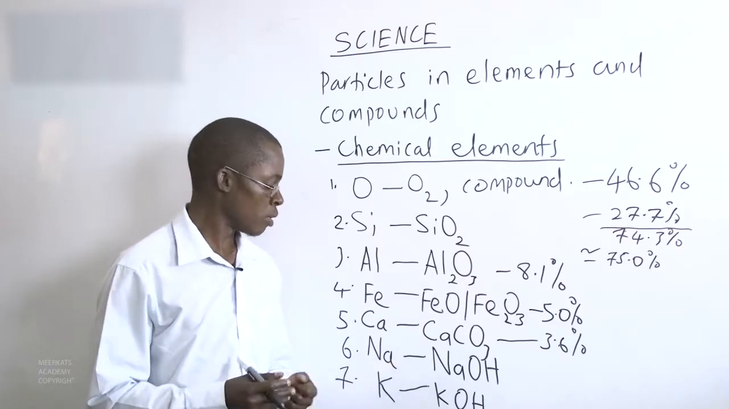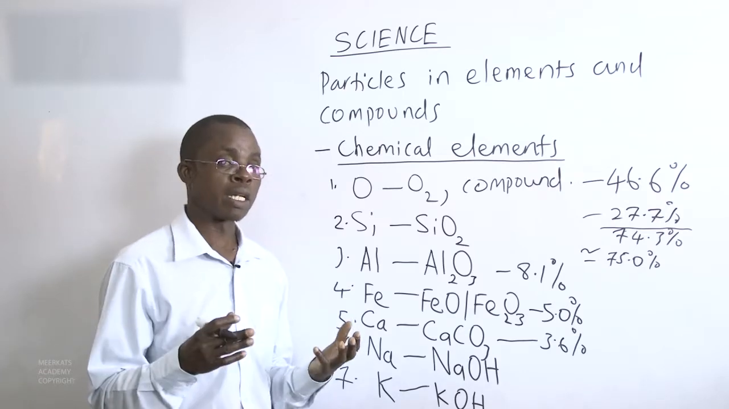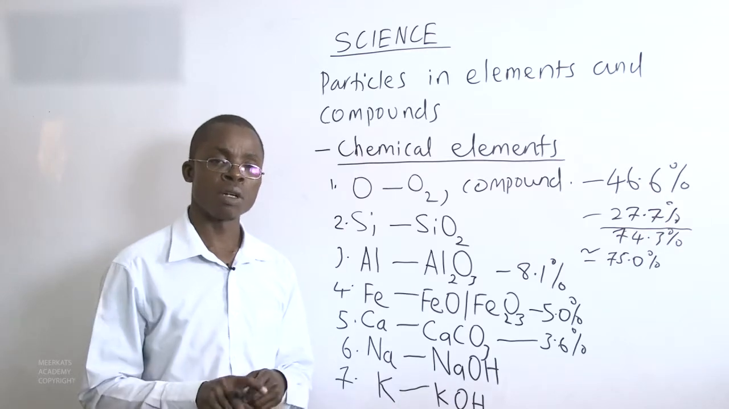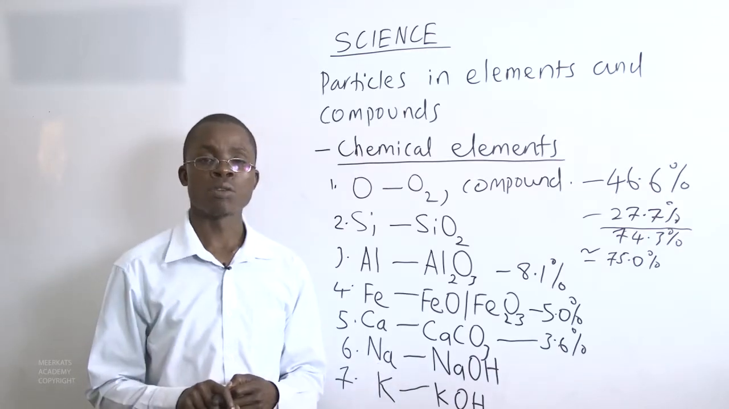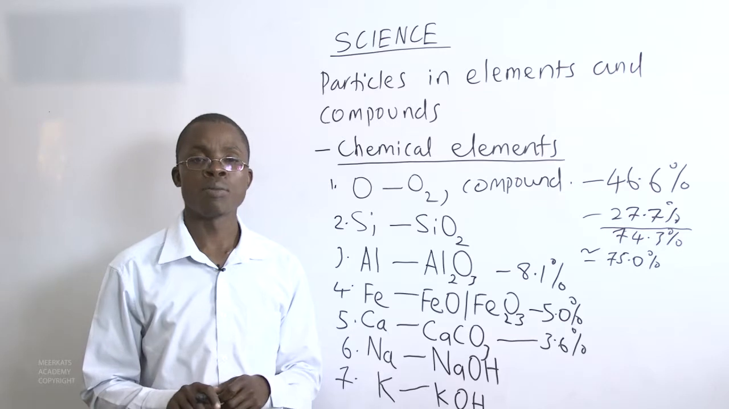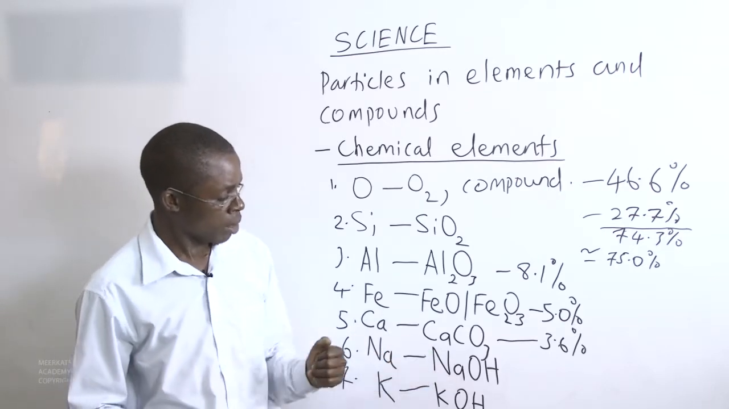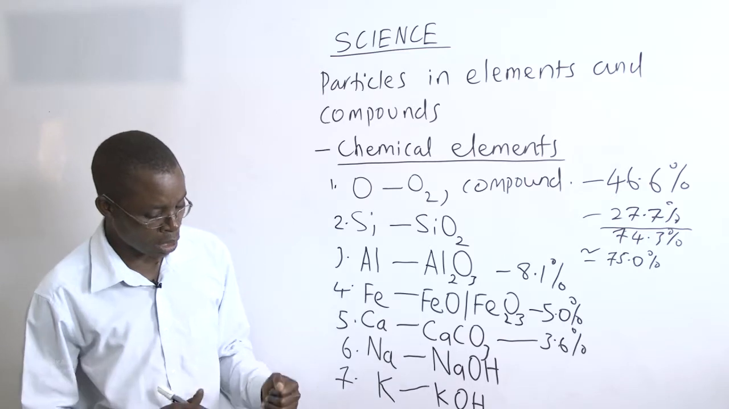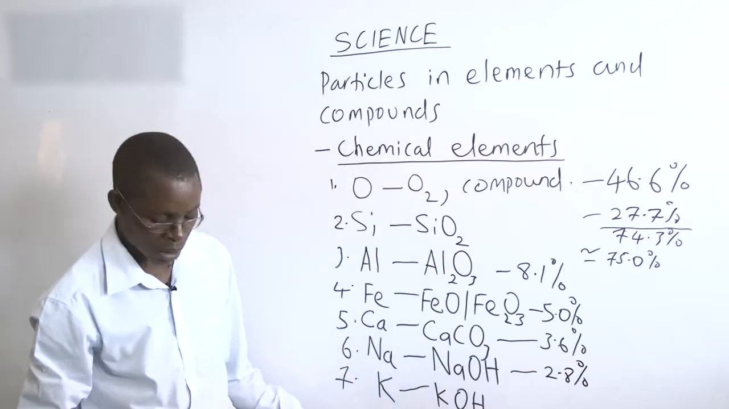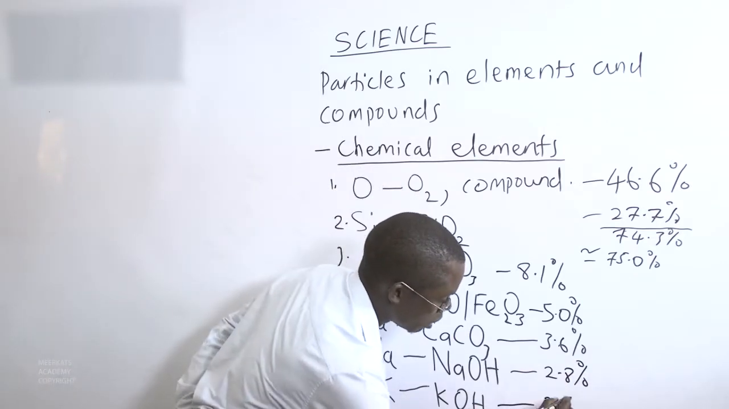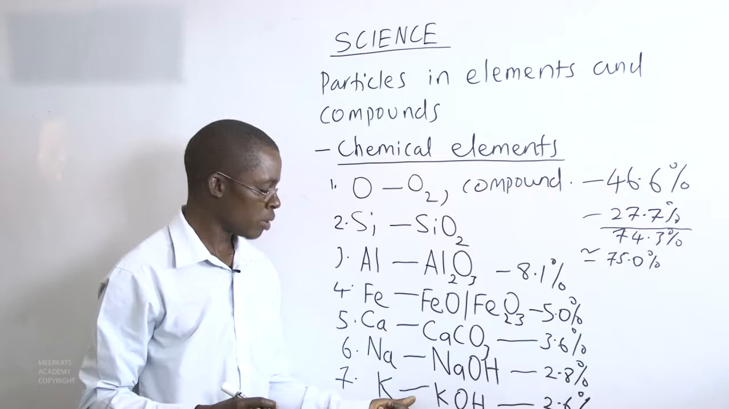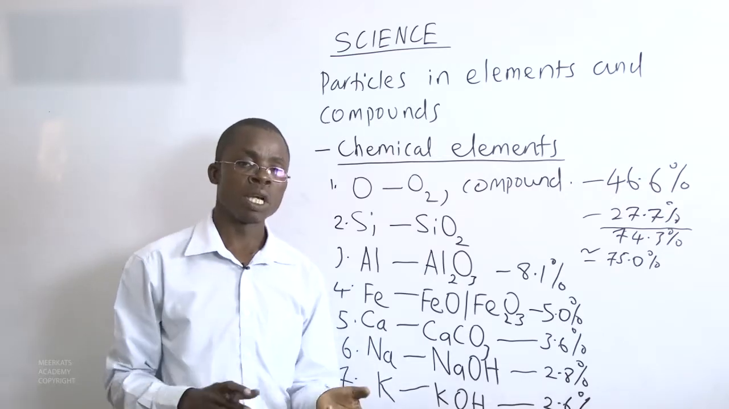In fact, that test is normally called the flame test. So if you do that and you see a yellow flame or a golden yellow flame, then you can comfortably conclude that whatever you are burning or heating should be a substance that contains sodium ions. So for sodium, the percentage composition here is 2.8, and for potassium it is 2.6.